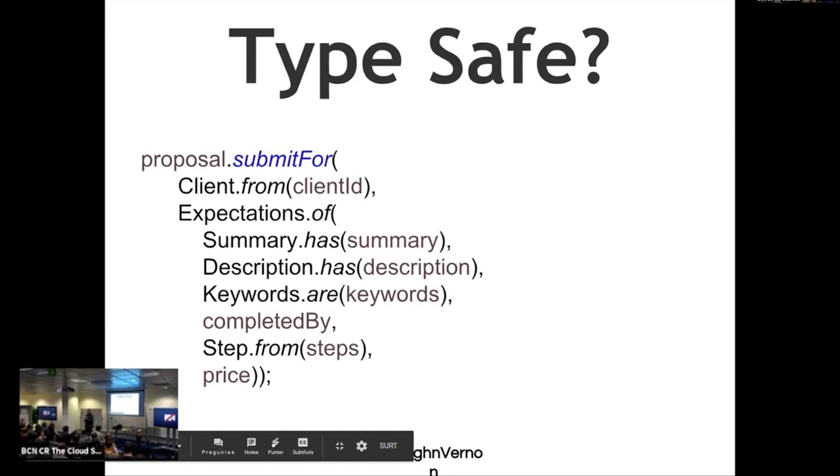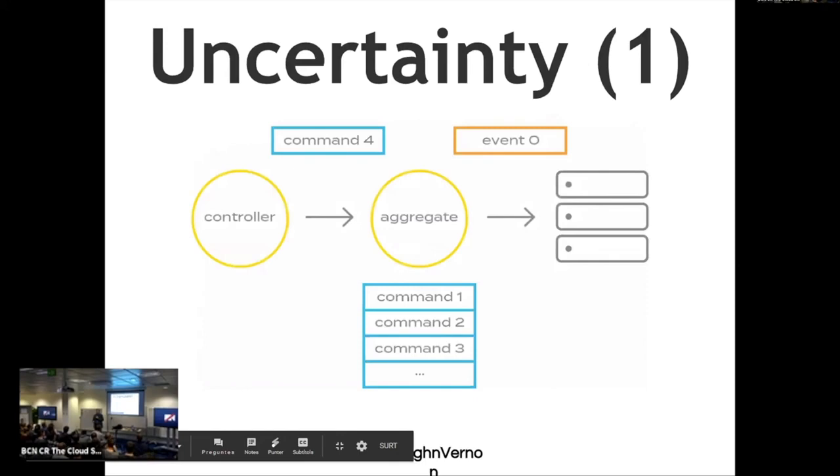What about type safe? So if we're submitting a proposal with client expectations, look at how fluent we want our client from a client ID and the expectations of a summary, a description, completed by the steps to be performed in this job proposal and the price that we accept. So, but what happens when we're dealing with asynchronous, concurrent parallelism? It introduces some uncertainty. Right? We're turning over part of the control that we like to have with software.